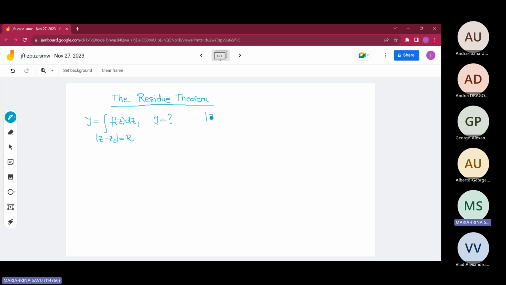I remind you that |z - z0| = r is the equation of a circle centered in z0, but this z0 is a complex number, so it's x0 plus i times y0. So the center is the point (x0, y0), and the radius is r.